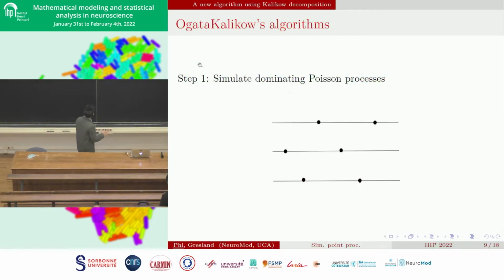Now we come back to the new simulation method, which we call the Ogata-Kalikov algorithm. We keep the first step: we simulate a Poisson point process on each neuron. For example, three neurons here. We simulate the Poisson process on each of them.